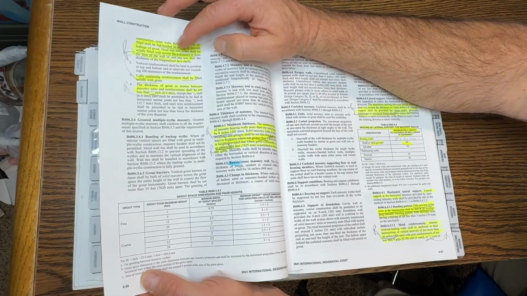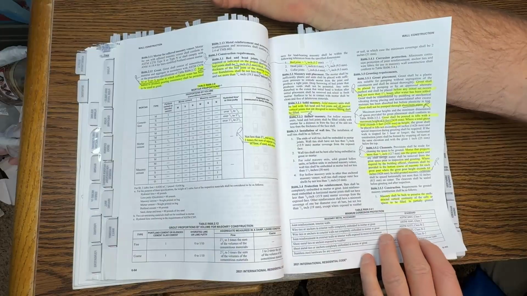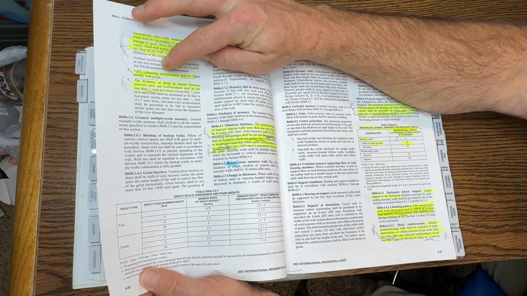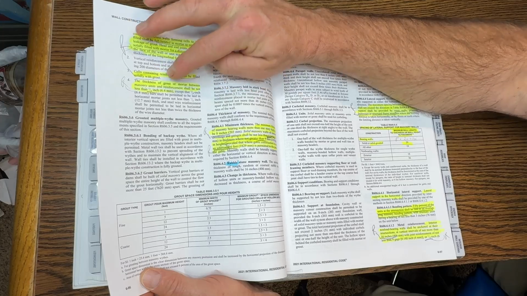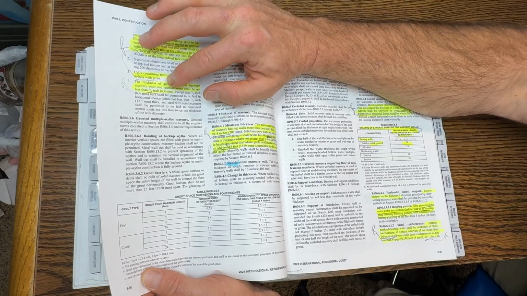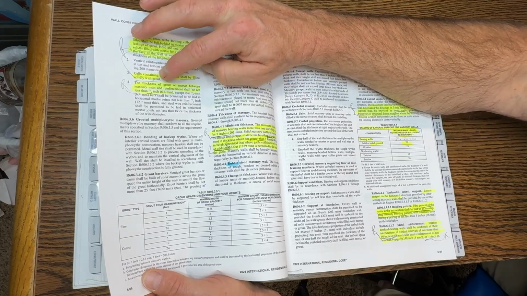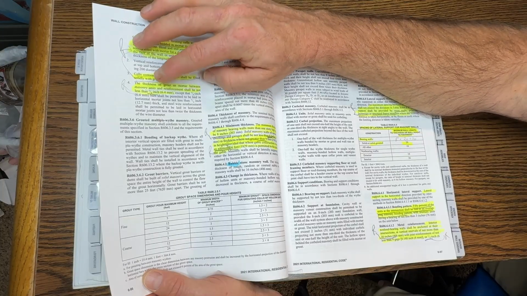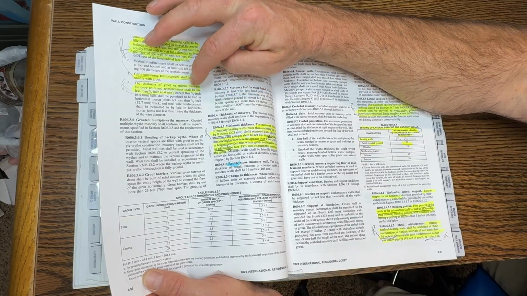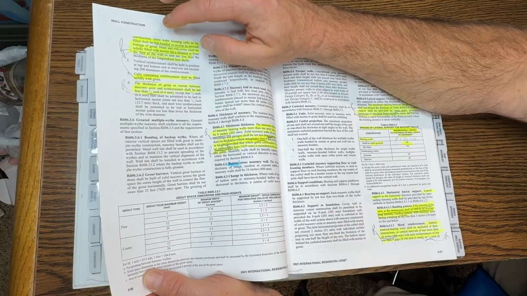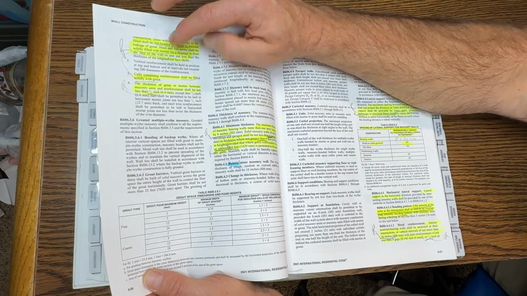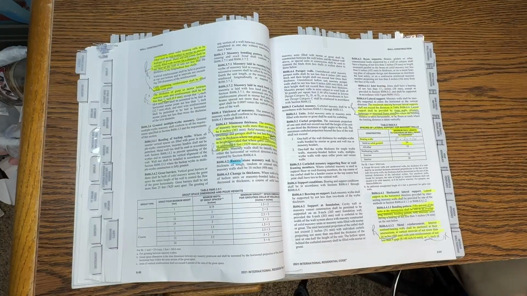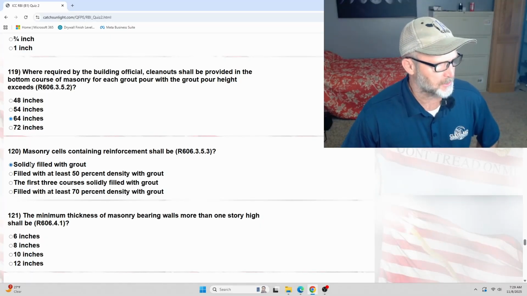Let's see here. We need 353. Cells containing reinforcement shall be filled solidly with grout. And since I don't think I referenced this one, let's read this as well. The thickness of grout or mortar between masonry units and reinforcement shall be not less than 1/4 inch, except that... So, know the highlighted things. These are important. But the point is, it needs to be solidly filled where there's reinforcement. So solidly filled. That's the answer.